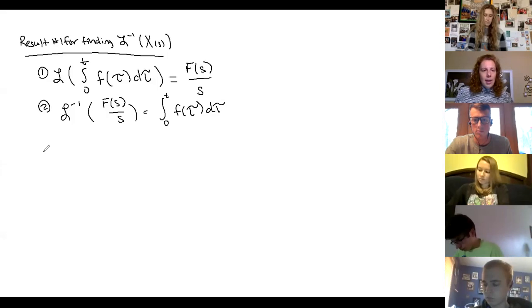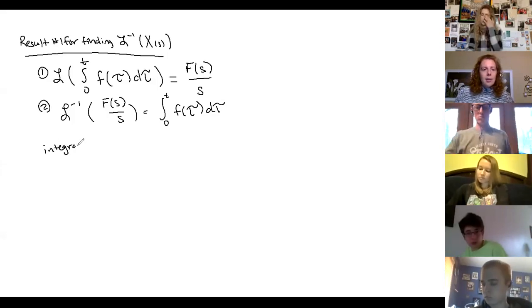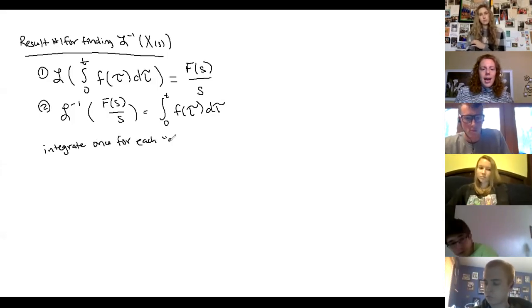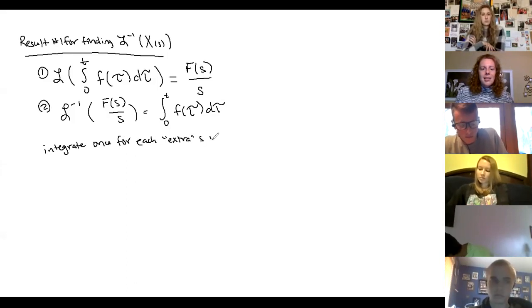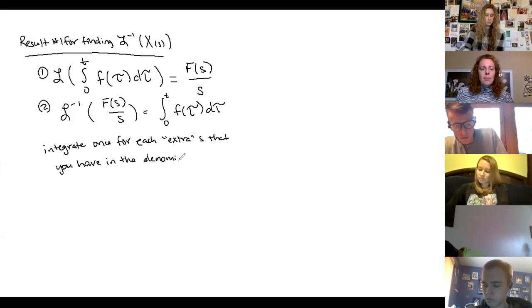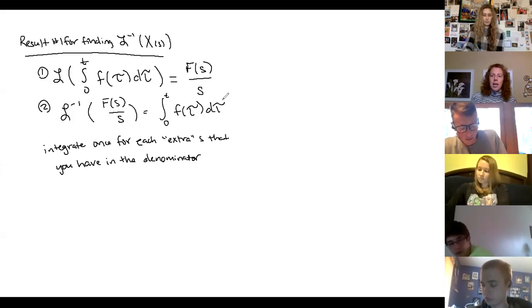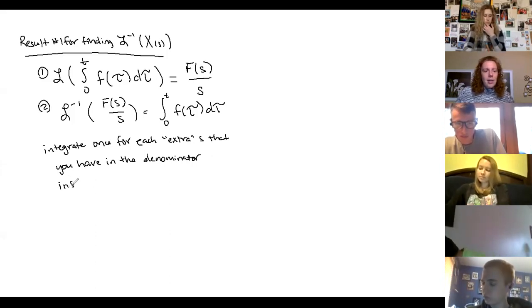Basically, this is what's going on. So you want to integrate once for each, I'm going to say extra s that you have in the denominator. I'm going to integrate once for each extra s that you have in the denominator. What this lets us do is integrals instead of partial fractions. So you can integrate once for each extra s that you have in the denominator instead of using partial fractions.